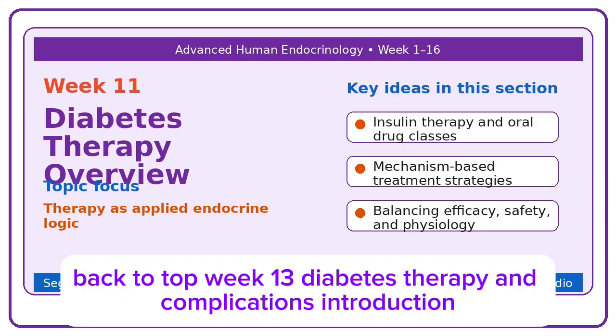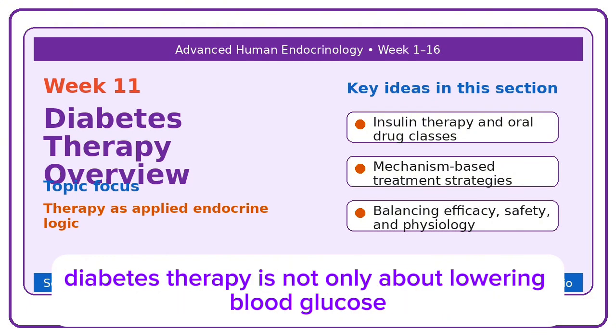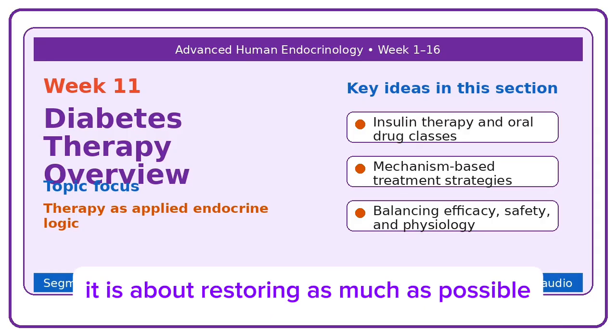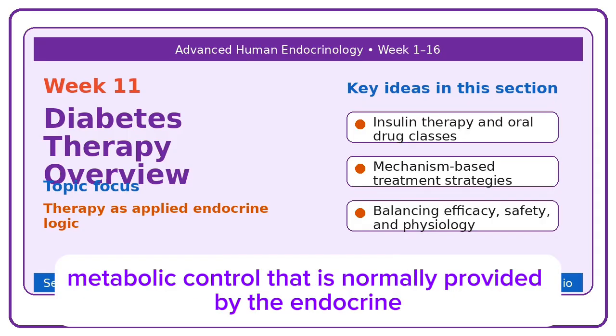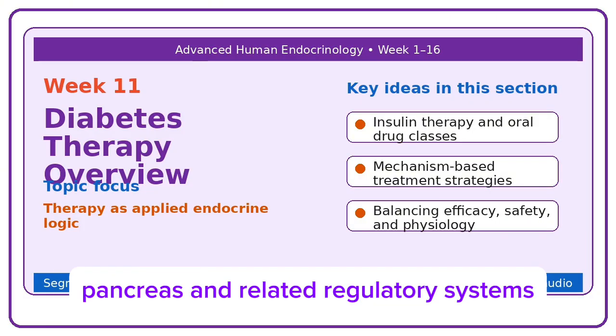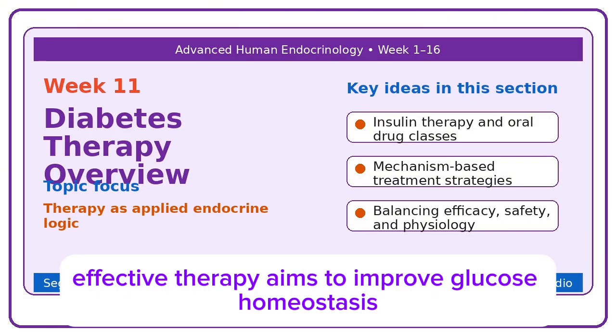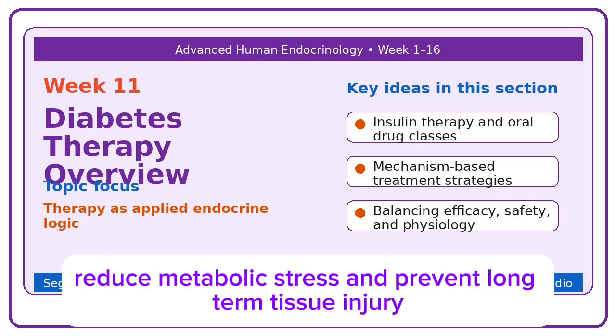Back to top. Week 13. Diabetes therapy and complications. Introduction. Diabetes therapy is not only about lowering blood glucose. It is about restoring, as much as possible, the coordinated metabolic control that is normally provided by the endocrine pancreas and related regulatory systems. Effective therapy aims to improve glucose homeostasis, reduce metabolic stress, and prevent long-term tissue injury.